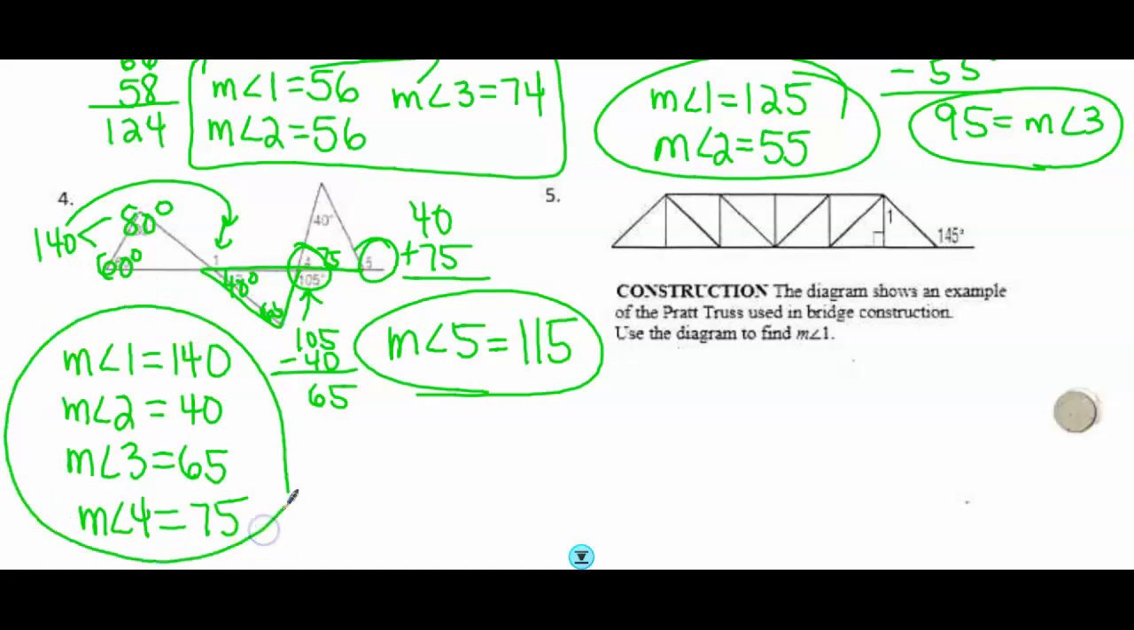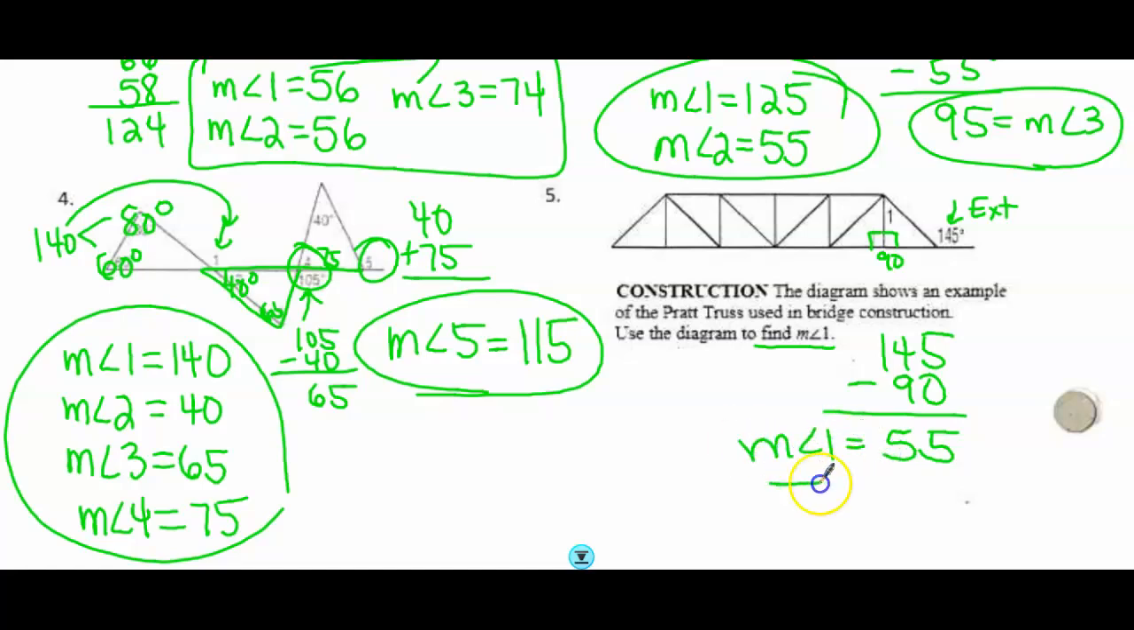And the last one says, the diagram shows an example of the Pratt truss used in bridge construction. Use the diagram to find the measure of angle 1. So there's a right angle here. That means there's a right angle here. This would be your exterior angle. And this is 90 degrees. So 145 minus 90 degrees will give you 55. So the measure of angle 1 is 55.